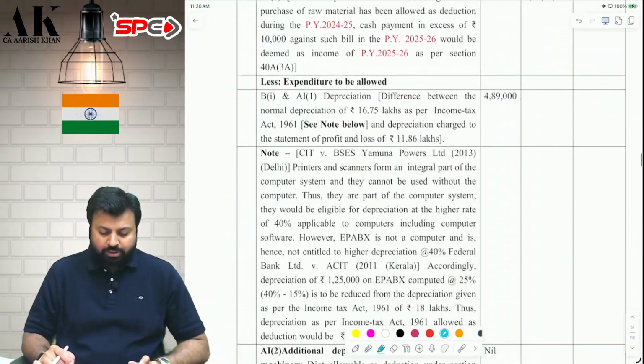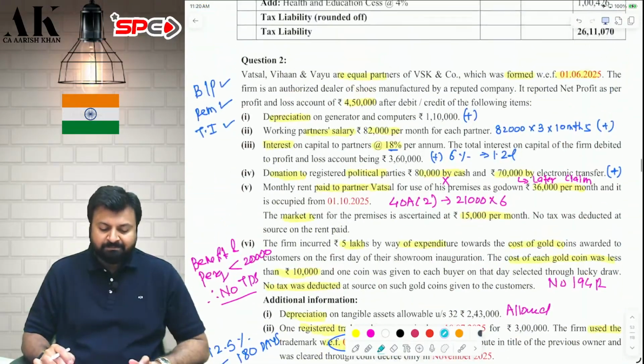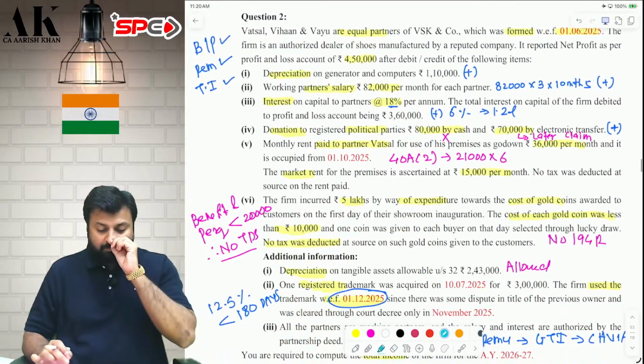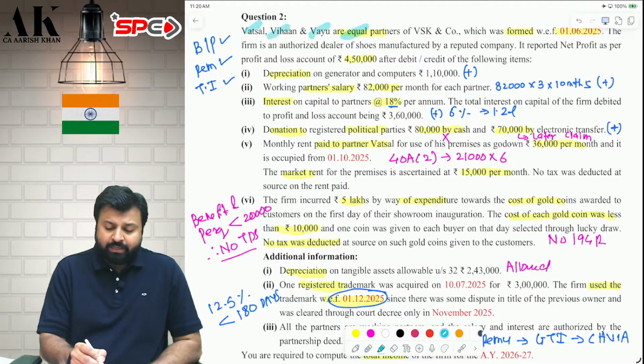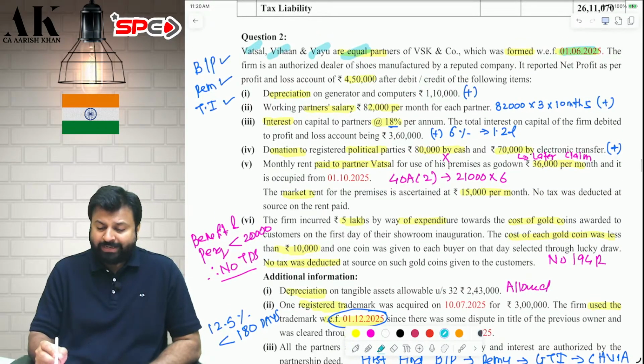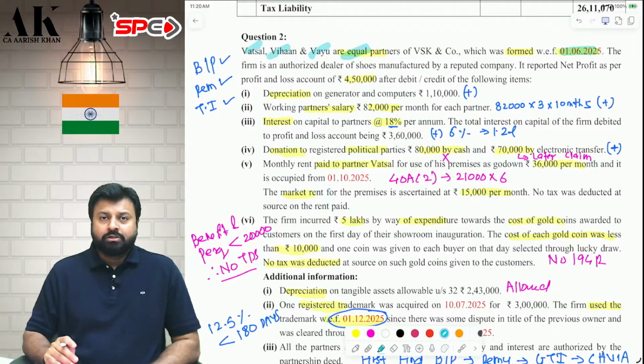Now, coming to the next question. Question number 2. It's a question on partnership firm. There are 3 partners, Vatsal, Vihan and Vayu, who are equal partners. The firm was formed in 2026, this year only. So it's a 10-month-old firm, just 10 months old.